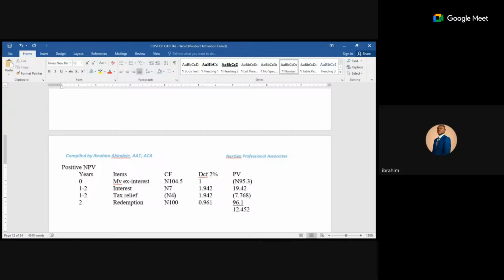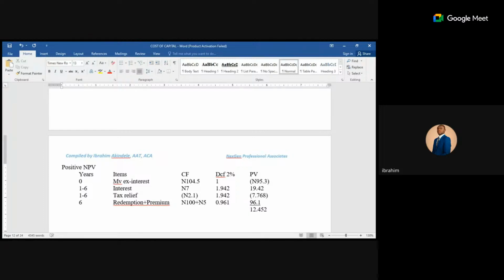So what is the tax relief? 2.1. Right. So we have the number of years to be 6. At the end, you pay my redemption plus the premium. Premium 5. 105. So I can have plus 5. So 105. Right. So what do we have here?